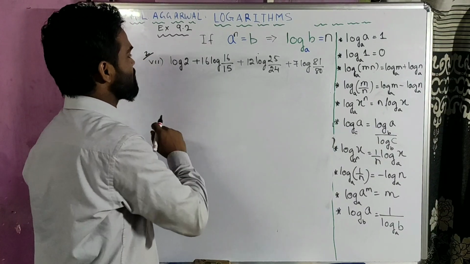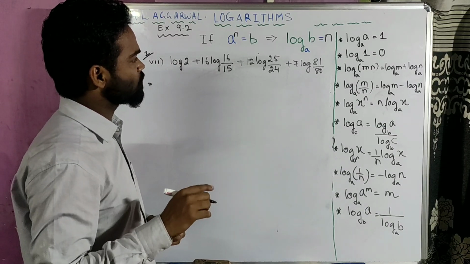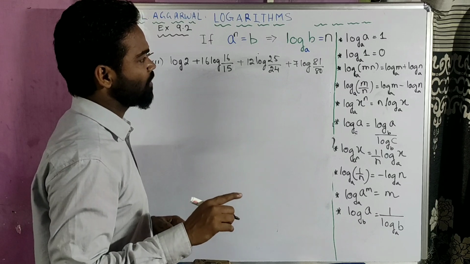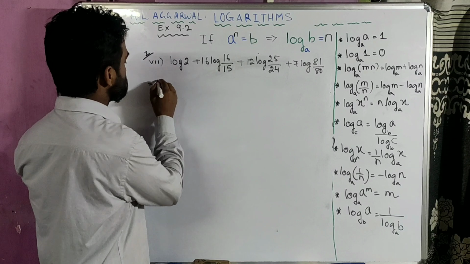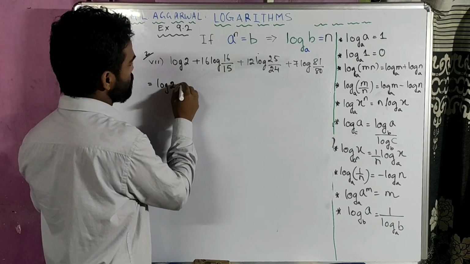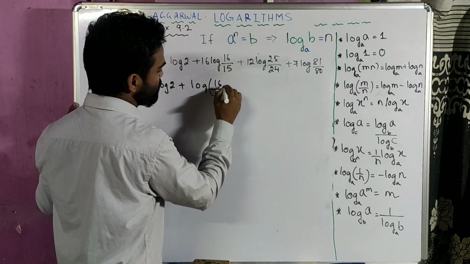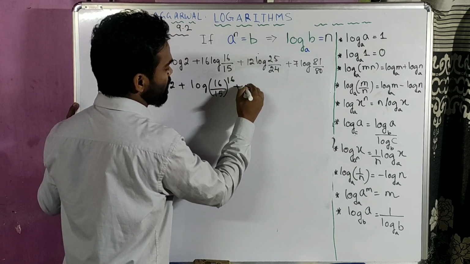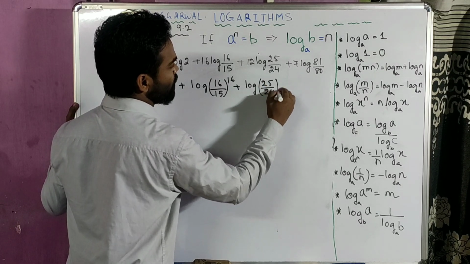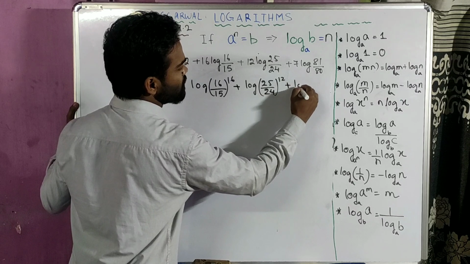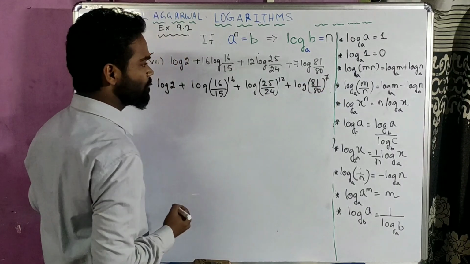Look at 2 part 7. Simplify 16 log 16 by 15 plus 12 log 25 by 24 plus 7 log 81 by 80. We need to express it as a single log. How? Just see. This becomes the power. So this is log 16 by 15 whole to the power 16. Plus similarly over here log 25 by 24 whole to the power 12. And this is log 81 by 80 to the power 7.